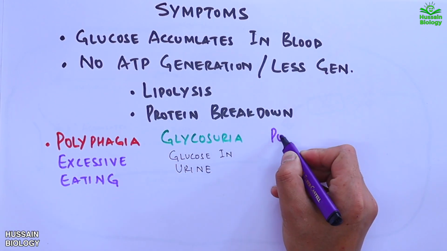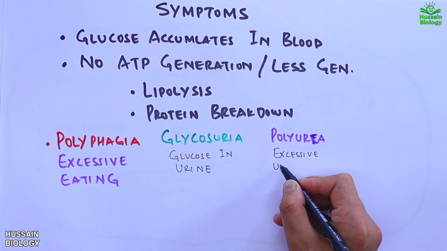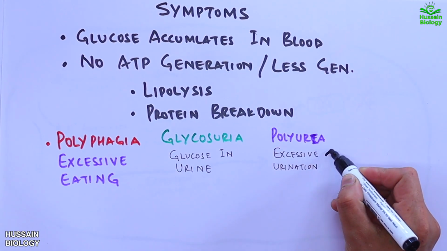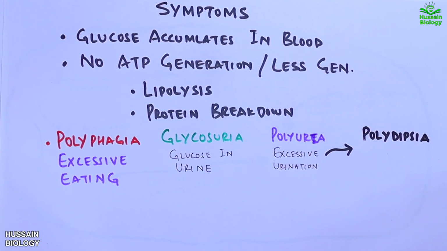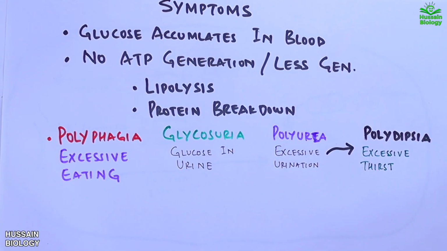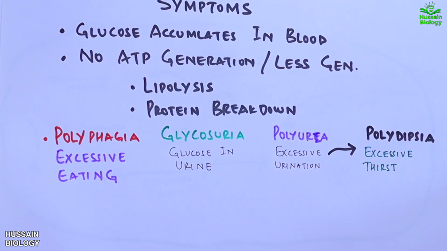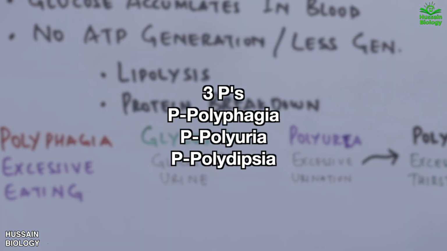Then we have polyuria, which simply means excessive urination. And when an affected person has excessive urination, that leads to polydipsia, which means excessive thirst. And do remember, these are the 3 P's which are commonly attached with diabetes mellitus: polyphagia, polyuria and polydipsia. So this is what type 1 diabetes is and the mechanism behind it.